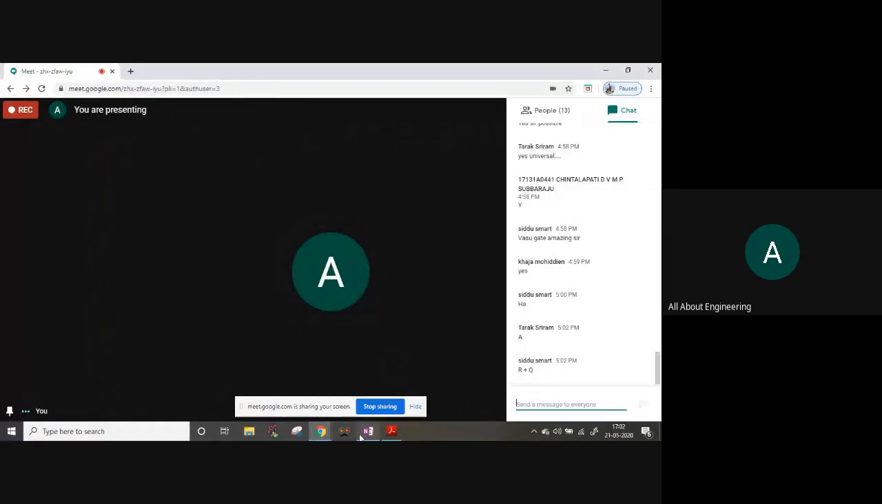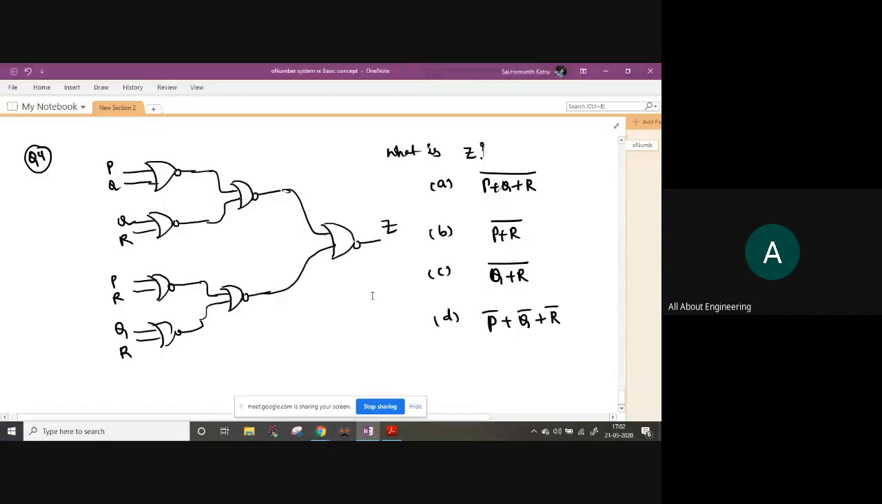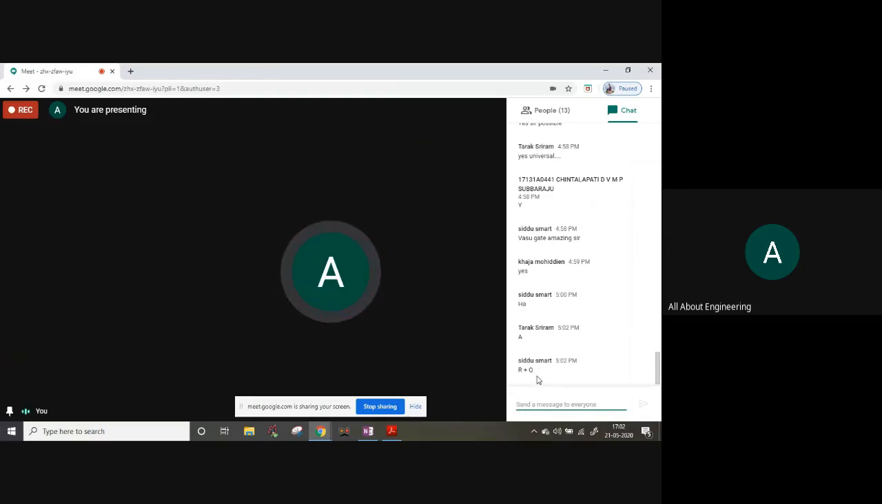A, R plus Q. You just give the option A, B, or C, something like that. Don't type the answer, you just give the answer. Sidhu, which option? Option A. Tarak has given option A. And Sidhu has given R plus Q. Both are not similar. So one of you might be wrong or both of you might be wrong.